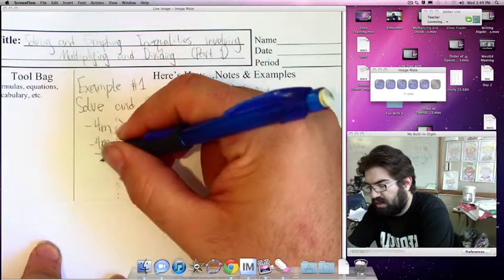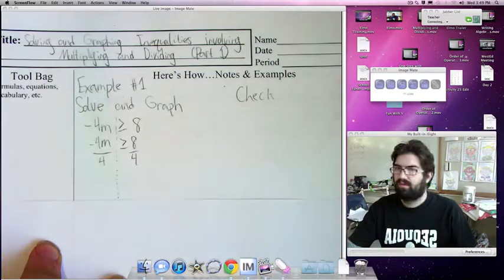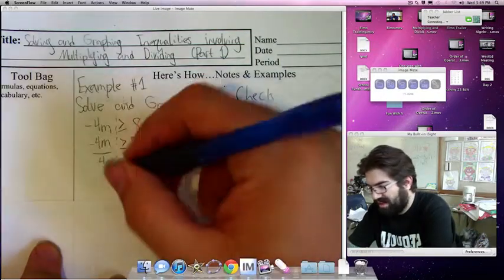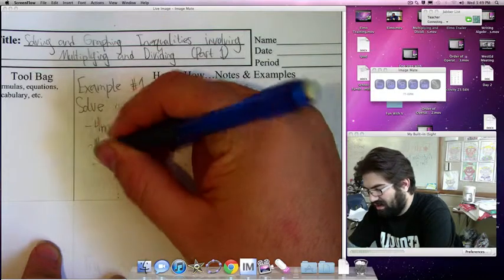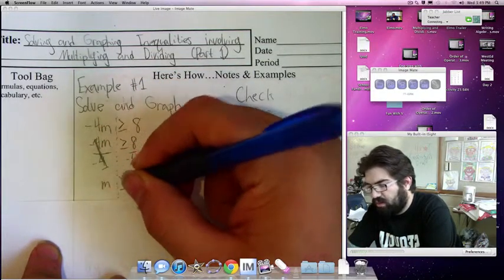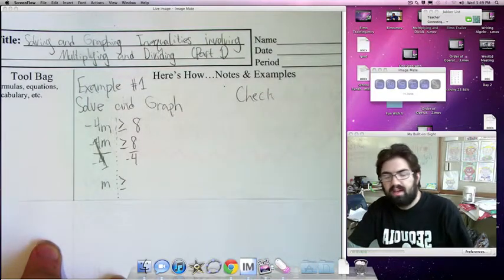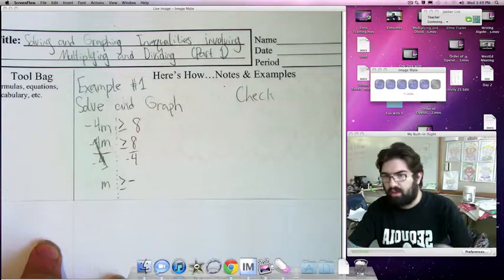So we're going to divide both sides by -4. Make sure you keep that negative. Don't lose that negative, guys. Just like always, this equals 1. So we have m is greater than or equal to, well, positive divided by negative is a negative, and 8 divided by 4 is 2.